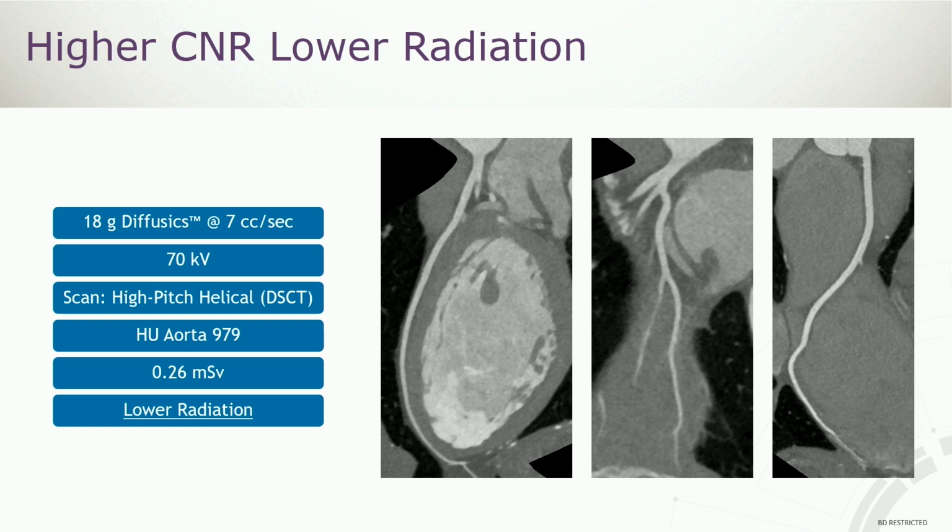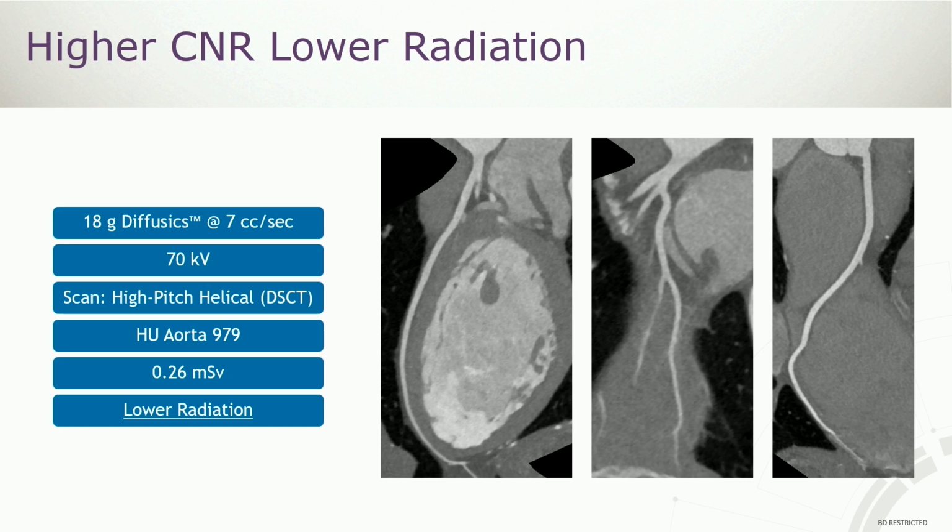So this patient underwent a CCTA with an 18 gauge Diffusics at about 7 cc's per second. It was at 70 kV. Now, this was a high-pitch helical scan, so the kV is only going to be so low in this, but it was lower than what you can select for that scan. And really, the opacification in the aorta was up to 979 Hounsfield units, which is really high.